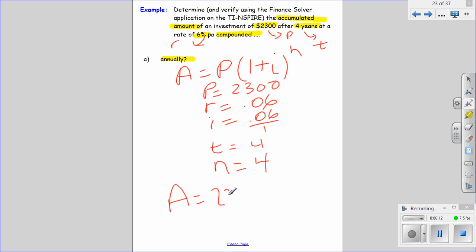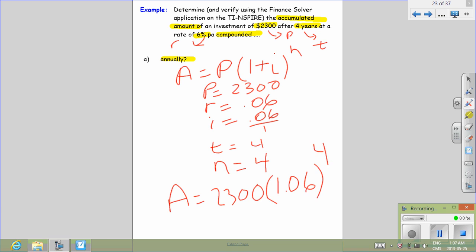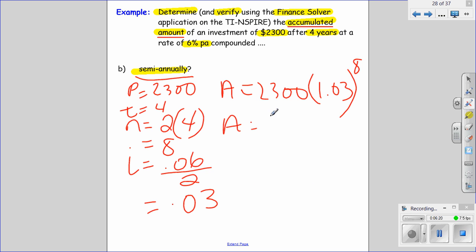So A is equal to 2,300 times 1.06 to the 4. And when I get my handy dandy calculator out, that becomes $2,913.57. Remember, this is money. It should end in the pennies column. And also, I didn't do it here, but I should have.